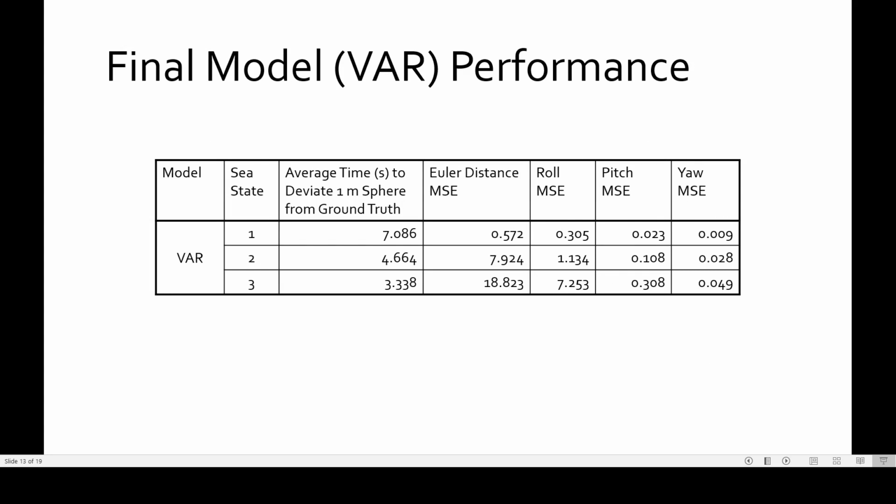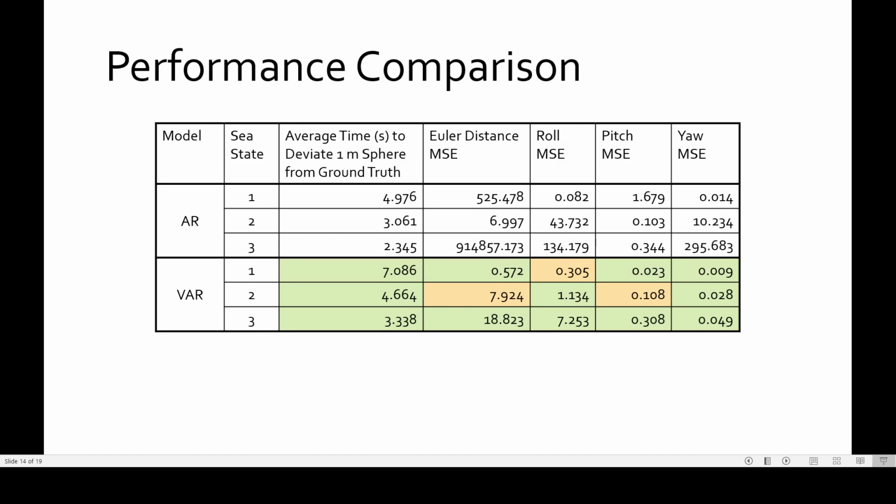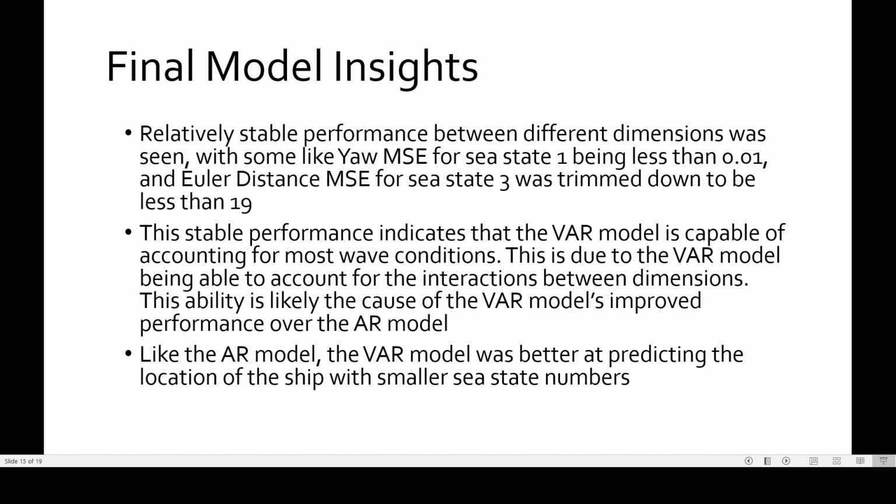So for the final model performance, we can see that all the values are relatively low compared to the autoregressive model, which we'll get to on the next slide. We can see that the average time in seconds to deviate 1 meter sphere from ground truth was vastly improved for the vector autoregression, as well as the MSEs in general. Especially the Euler distance MSE, which while it's still high at 18.8, is much, much less than the 9 times 10 to the 5th magnitude that we saw before on the autoregression model.